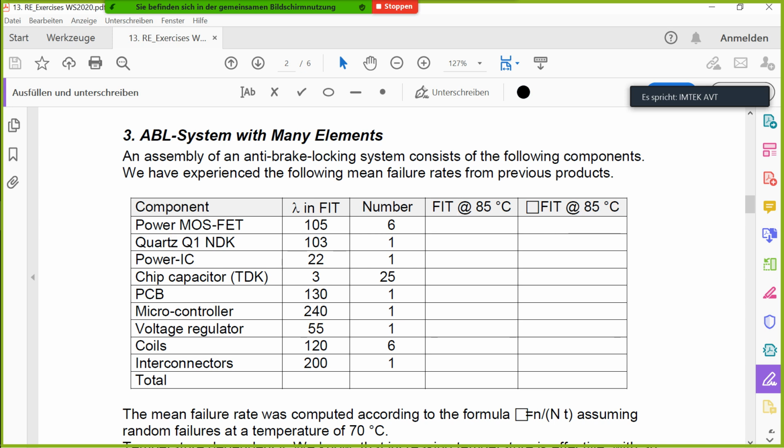So if we just take it for a standard condition like room temperature, then it would be the parts count method. If we take the individual load here, we would say all have 85 degrees centigrade, then it's a parts stress method. So in fact, we sum up all of the fit numbers and then we get the fit number of the complete system.